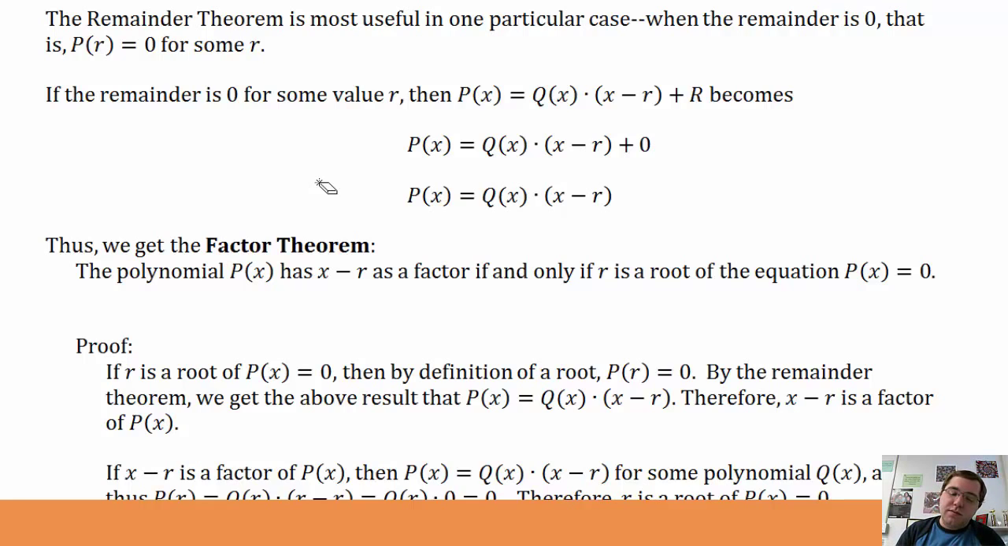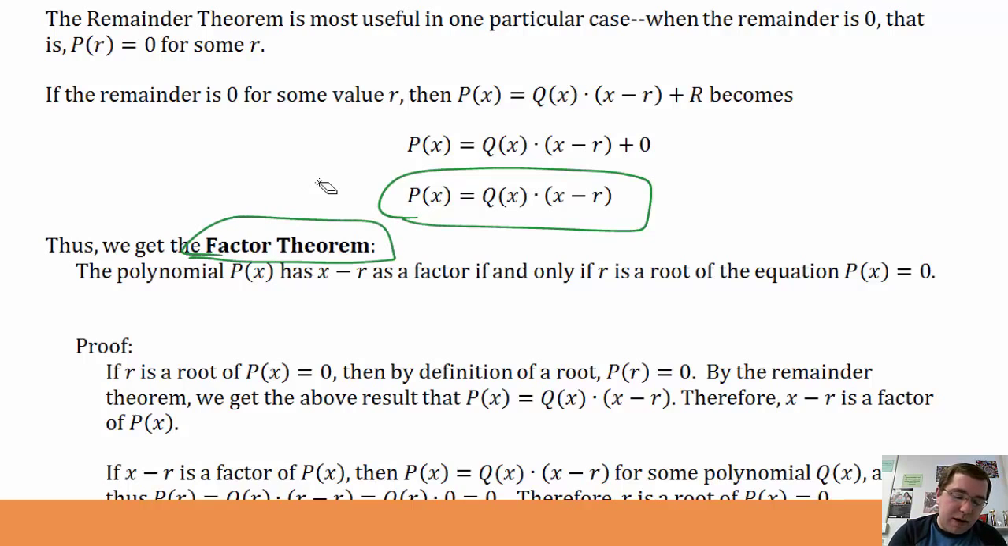That becomes, when the remainder is 0, p of x equals q of x times x minus r plus 0. Well, adding 0 doesn't do anything, so that's the same as p of x equals q of x times x minus r. That means when the remainder is 0, x minus r is a factor of the polynomial. So we get what's called the factor theorem. The polynomial p of x has x minus r as a factor if and only if r is a root of the equation p of x equals 0. So I picked r because it's going to mean that it's a root.